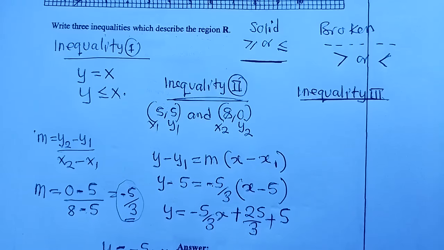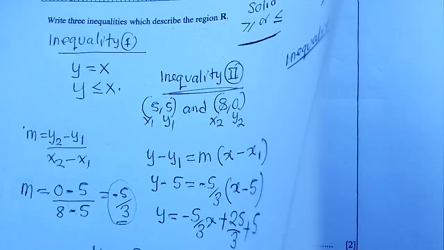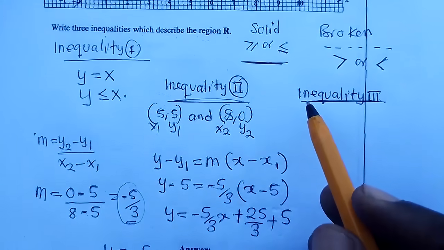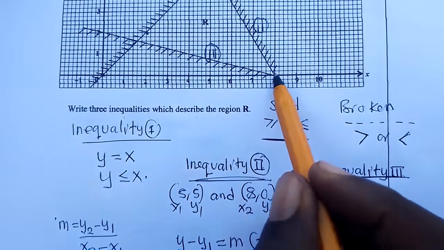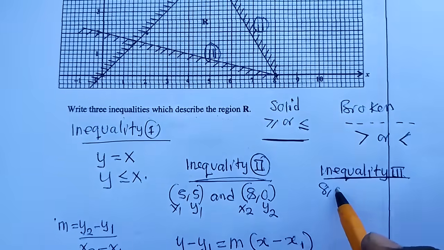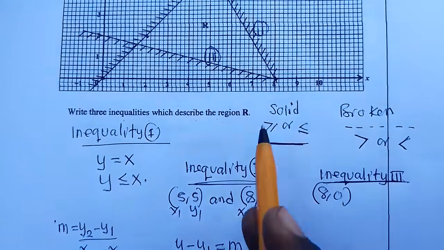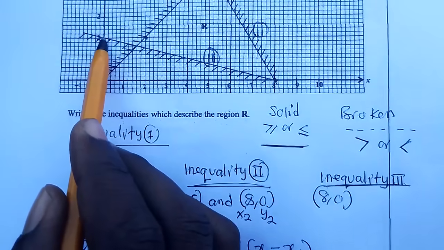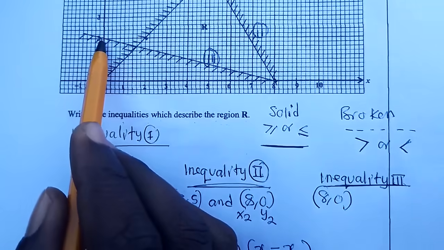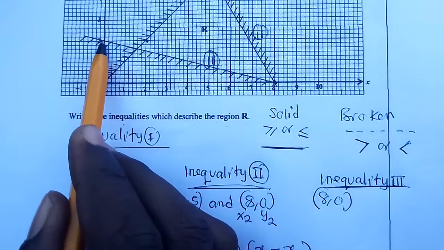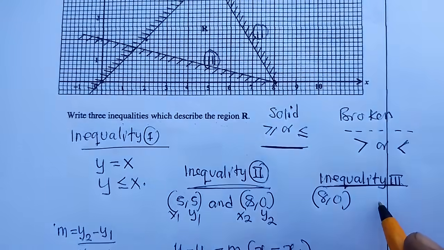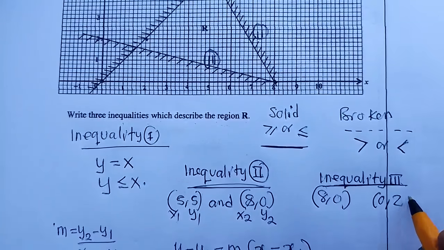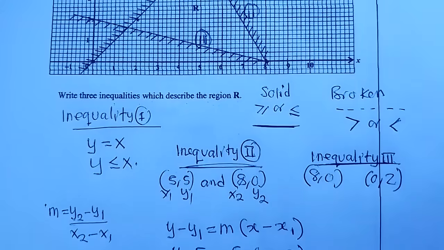So what we are going to do here with this one, 2 coordinates. I'm going to help you. You get this coordinate, 8, 0. You also get this other coordinate that you are able to see there. Maybe you cannot see properly. This is 0, 2. A coordinate there, 0, 2, like that. Then you follow the procedures I did.